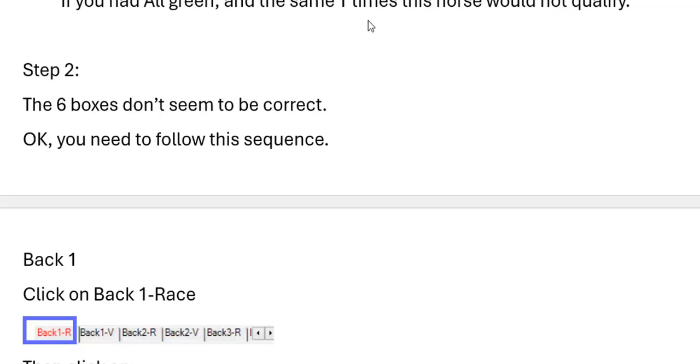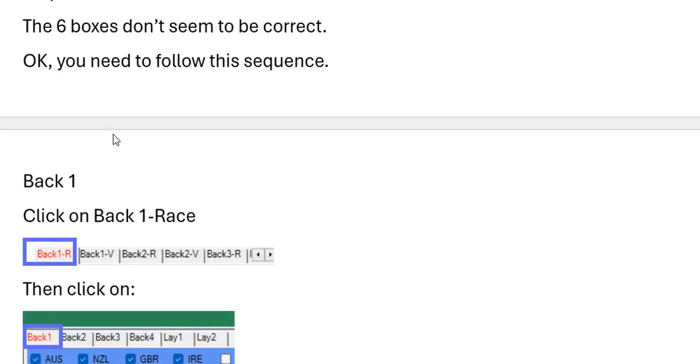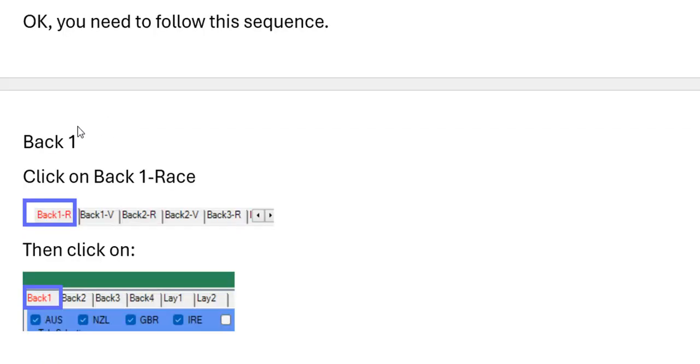Okay, so that's how it gets it. But when you're looking at the software in step 2, you may be saying the 6 boxes don't seem to be correct. There's a sequence that you need to follow in order to get the correct interface on the bot.